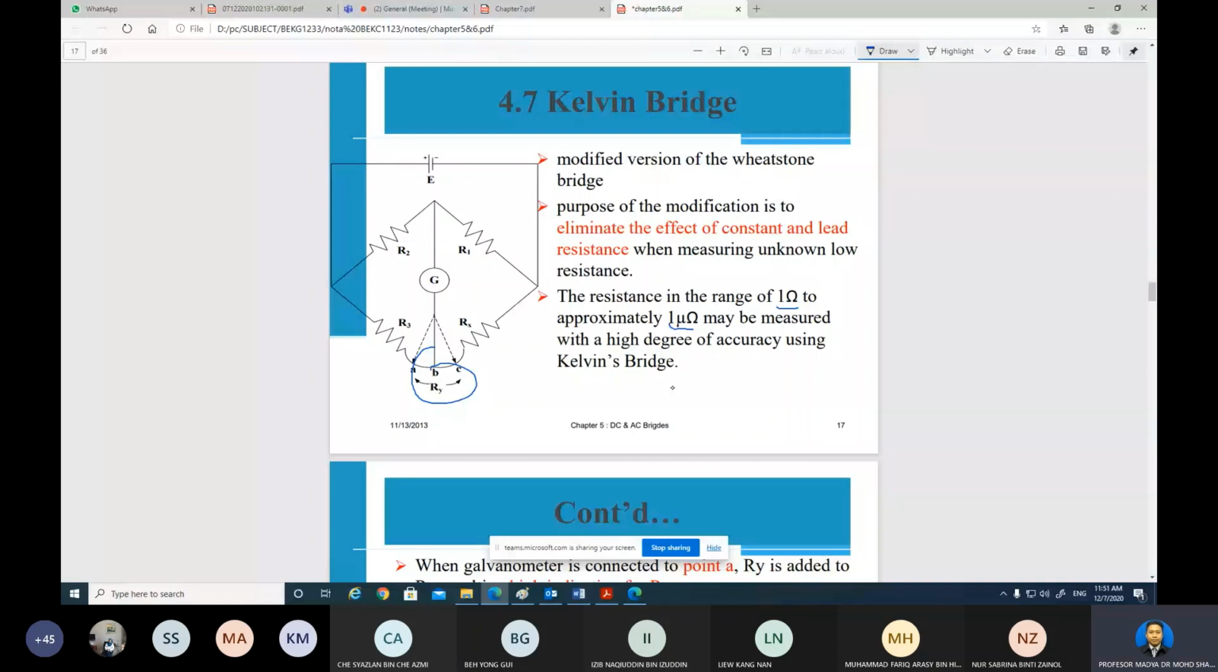For example, we know this Rx is low, so that's why we can use the Kelvin bridge. Low resistance in the range from 1 ohm to 1 micro ohm can be measured with a high degree of accuracy using the Kelvin bridge. That's why the function of the Kelvin bridge is to measure low resistors. On this part, you can see that Rx is the combination of the R here and R here. For example, Ry equals Rab plus Rc.